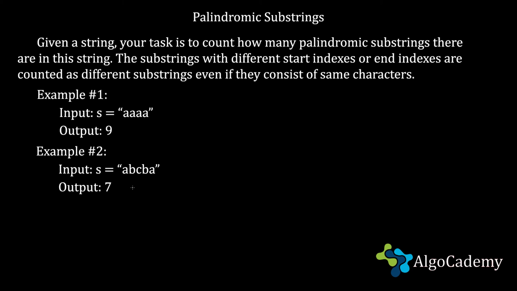Then, if we take a look at the substrings of length 2, well, none of them is actually a palindromic one. If we take a look at the substrings of length 3, we have 1 which is a palindromic one, BCB. And if you take a look at the substrings of length 4, none of them is a palindromic one. And the only substring of length 5, which is the whole string, is a palindromic one. So this is why the answer is 7.